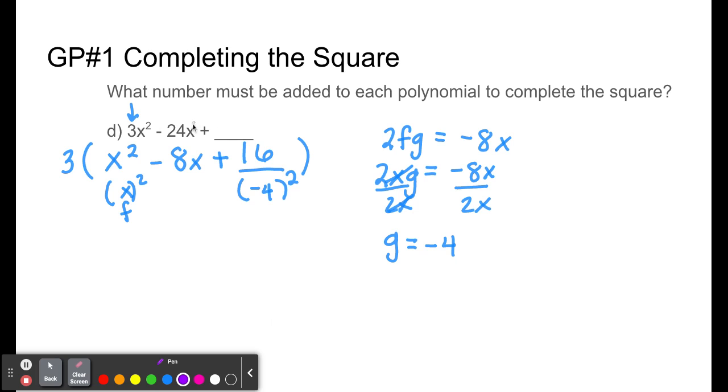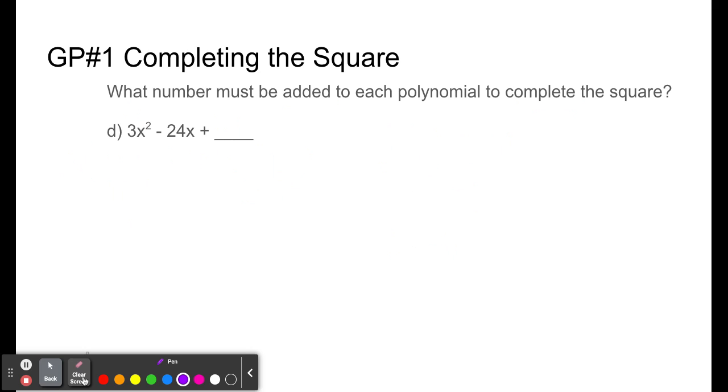Now, if we were to work backwards so that we could fill in the blank from the original polynomial, we factored out that 3, remember? So if we're going to go back to standard form, we would redistribute that 3, giving us 3x squared minus 24x plus 48 would be that full polynomial in standard form. All right, so this is finding the number to be added in order to complete the square. From here, we're going to take it a step further and rewrite it in factored form, so as binomials squared.